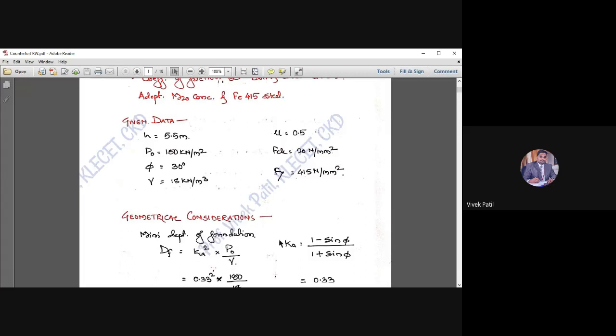So we have to calculate the value of K. K is given as 1 minus sine phi divided by 1 plus sine phi. For 30 degrees it comes to about 0.33. Just check whether it is 0.33. Yes, sir, 0.33. So calculation of df: 0.33 squared into 180 divided by 18.